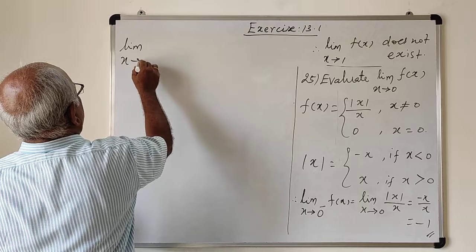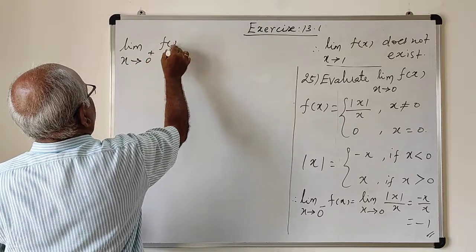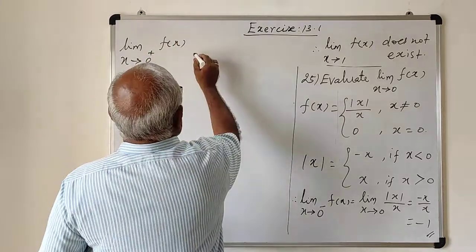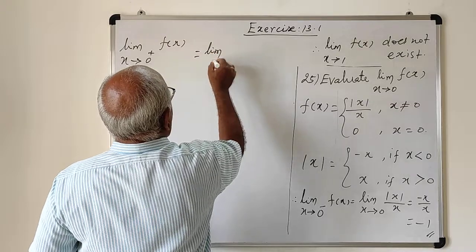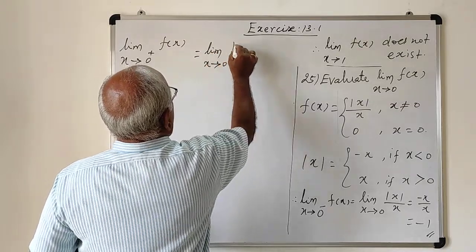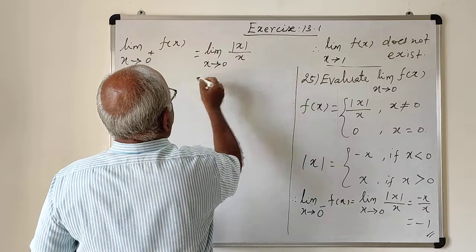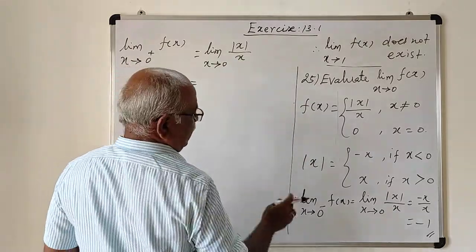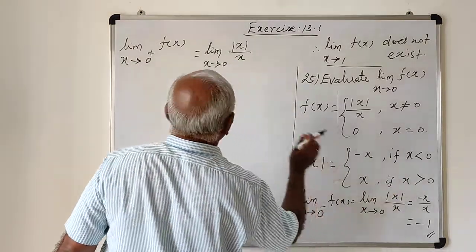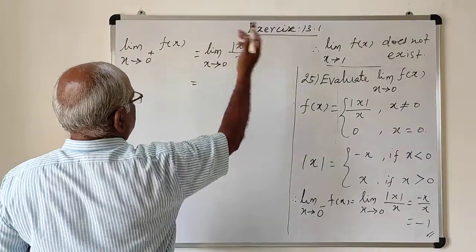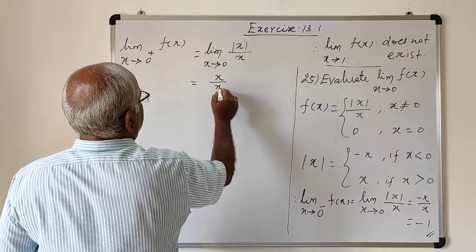Limit x tends to 0 plus f of x is equal to limit x tends to 0 of mod of x by x. If x is greater than 0, the modulus of x is x. On the positive side of 0, mod x by x is x by x, which is equal to 1.